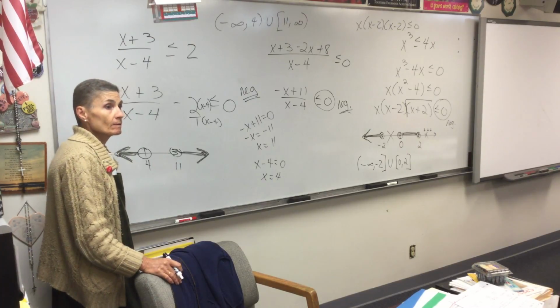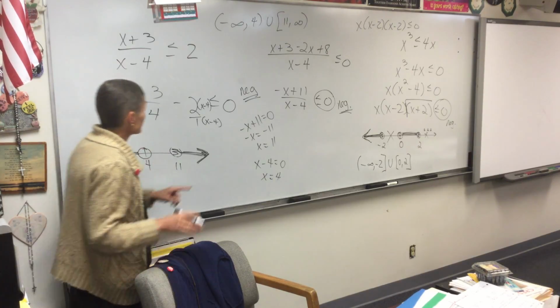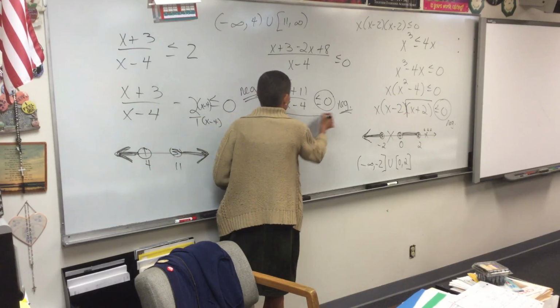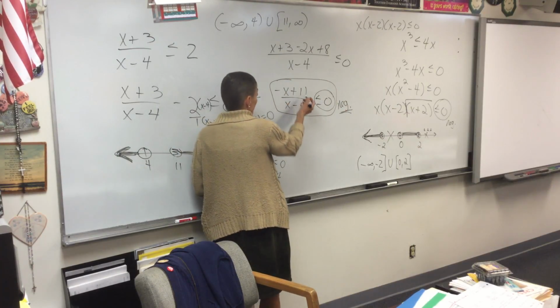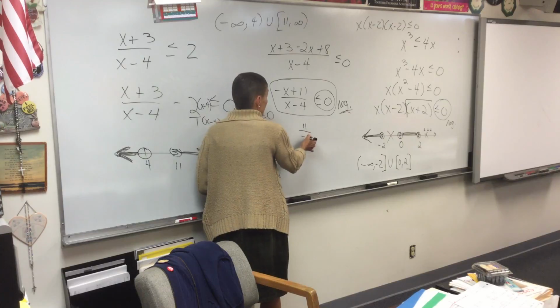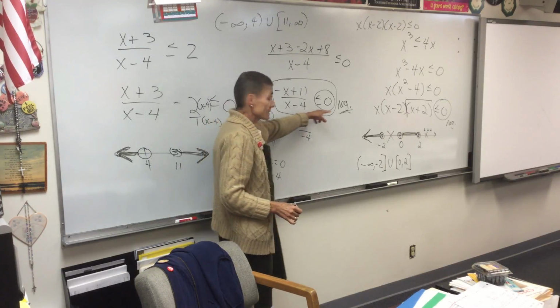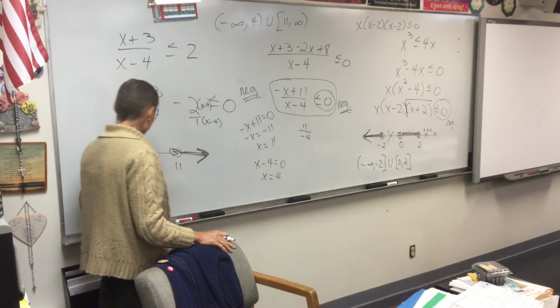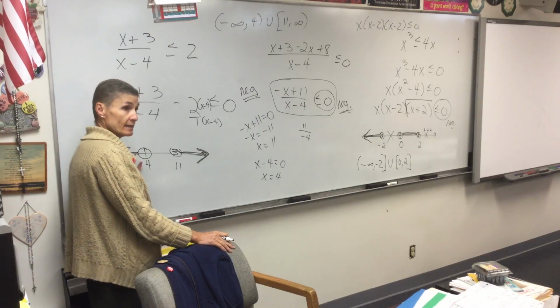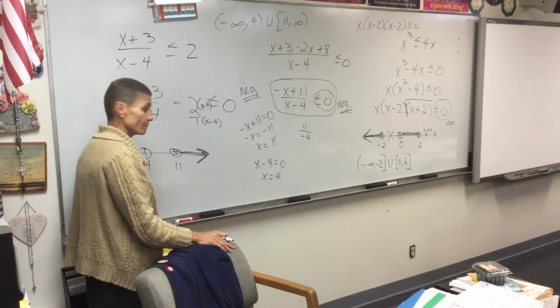Where did you plug in 0 to get the first shading? Yeah, I plugged 0 in right here into my problem. So when I put 0 in, I got 11 over negative 4, which is a negative number. So that meant where 0 is on the number line is a good section.